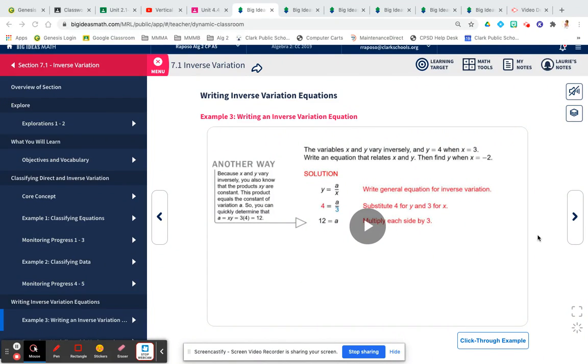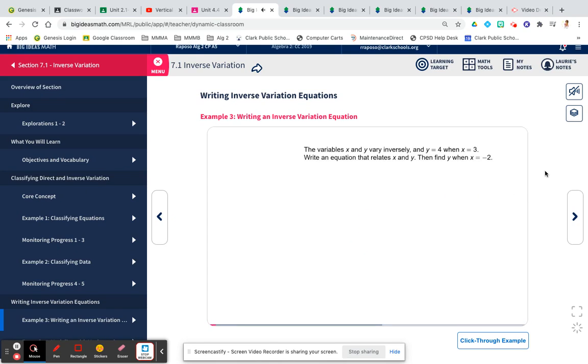Okay, so the next example is going to be writing an inverse variation equation. The variables x and y vary inversely, and y equals 4 when x equals 3. Write an equation that relates x and y, then find y when x equals -2.